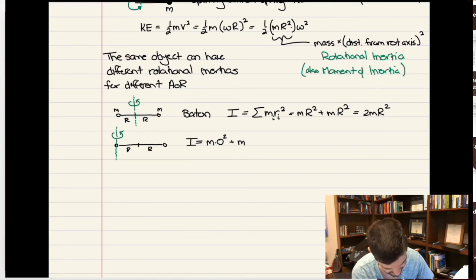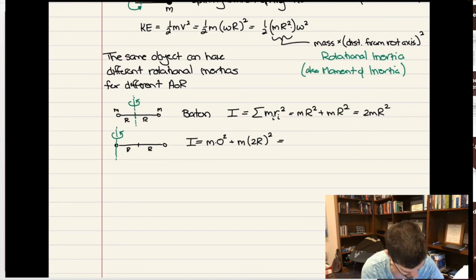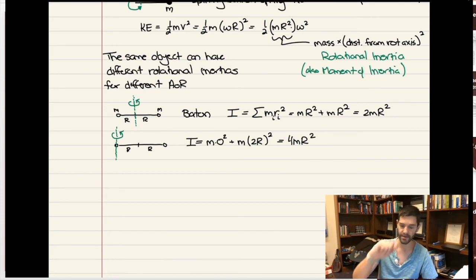Then the mass on the right is a distance 2r from the axis of rotation. So then this ends up being 4 mr squared. Note, a larger overall rotational inertia, it is harder to get the baton spinning that way compared to if you were spinning it in the center.